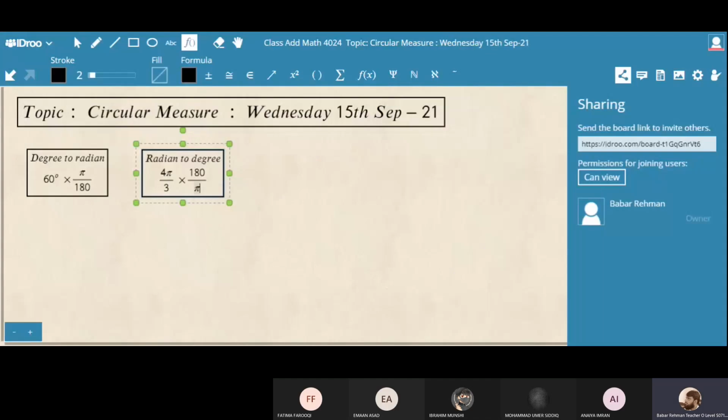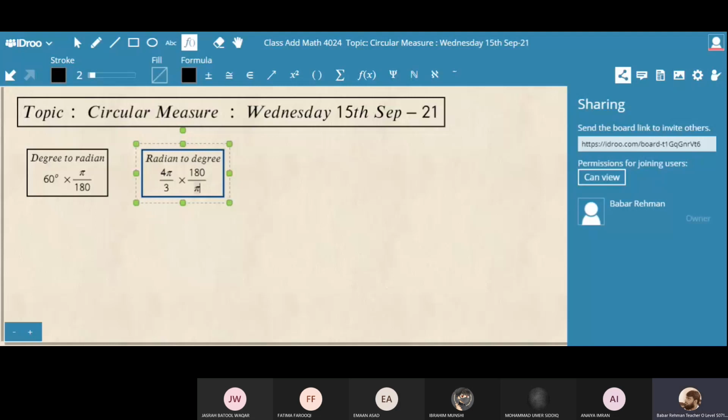If any student is waiting in the lobby, kindly let me know, because I will be on my own whiteboard to explain things to you. Okay, so this is the degree to radian and radian to degree. So all students, please convert your calculator into radian mode. Okay.